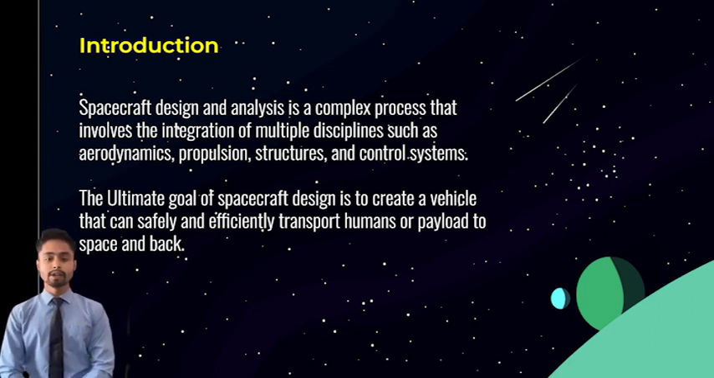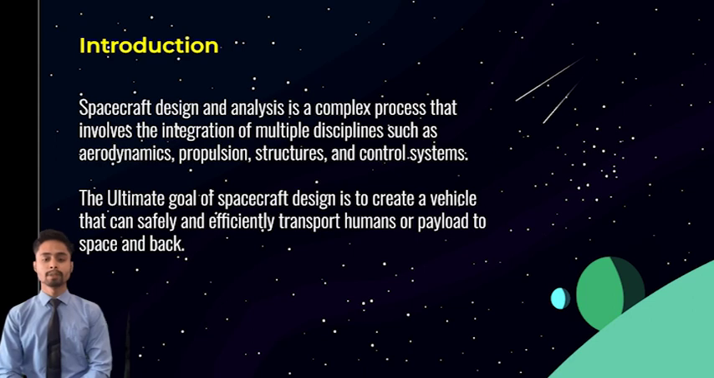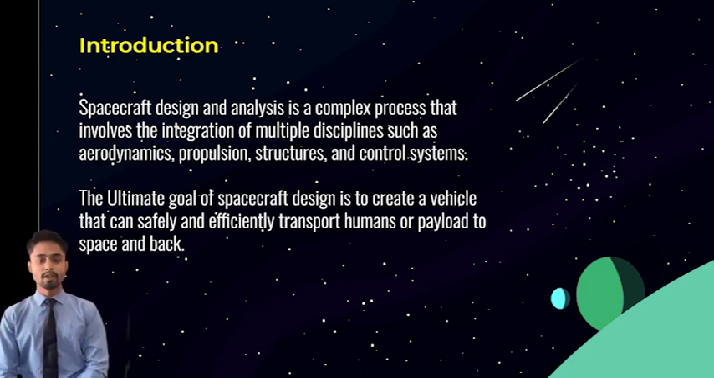There are several different types of spacecraft, including satellites, probes, rovers, landers, and crewed spacecraft. Satellites are designed to orbit the Earth or other celestial bodies and can be used for a variety of purposes, including communication, navigation, and Earth observation.